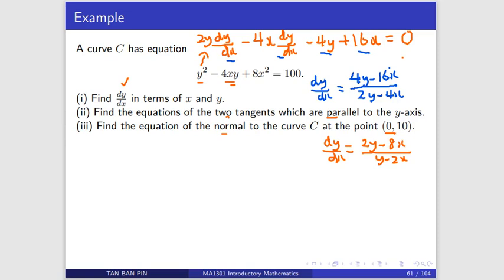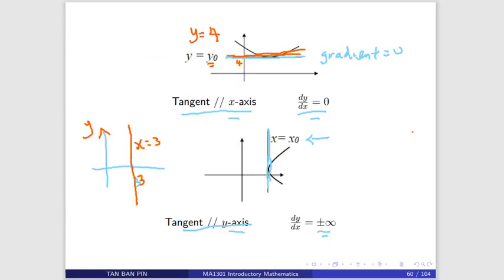And next we have to find the equation of the two tangent lines which are parallel to the y-axis. If it's parallel to the y-axis, then it will be a vertical line. And how to find a tangent parallel to the y-axis? Quite often you will find that you have dy/dx equal to a fraction. Then if you have a vertical tangent, it means the denominator is 0. So you just equate the denominator to 0.